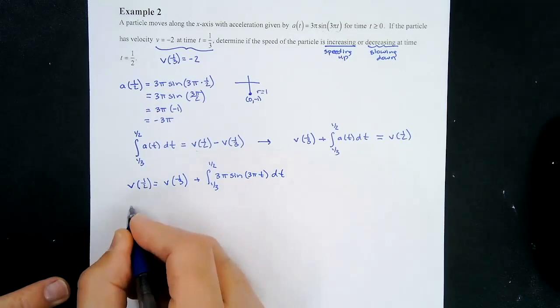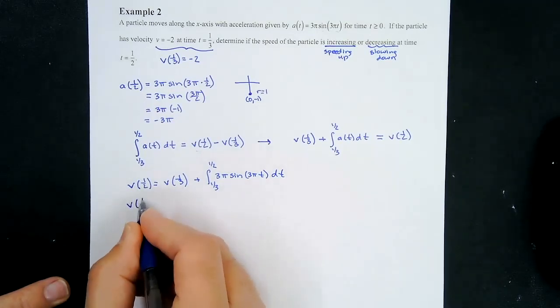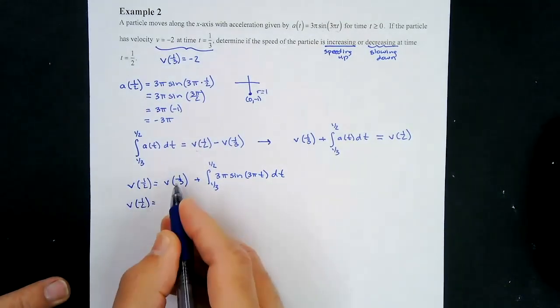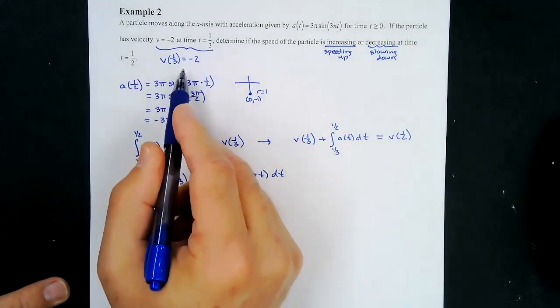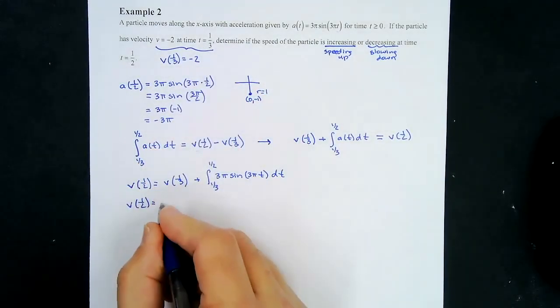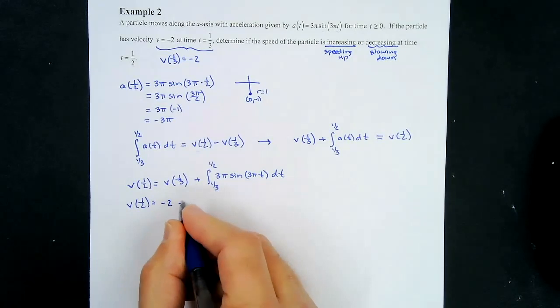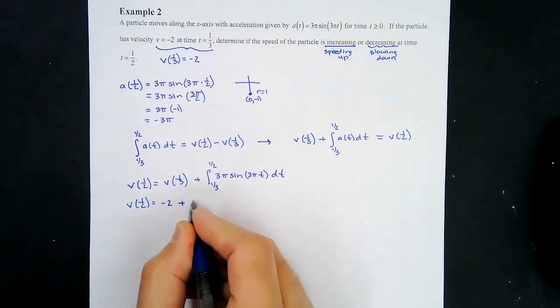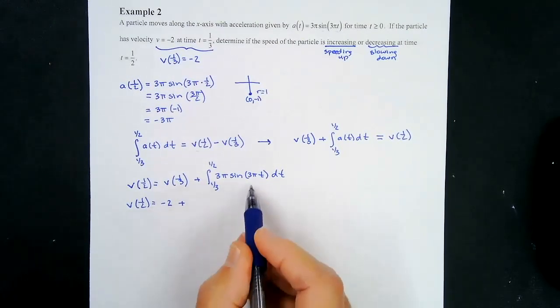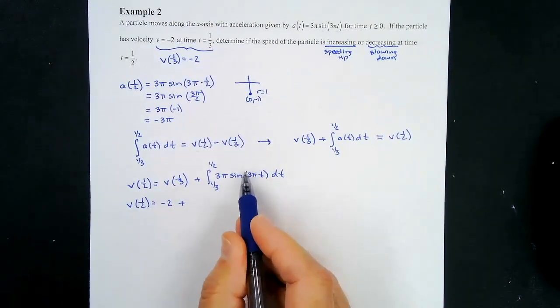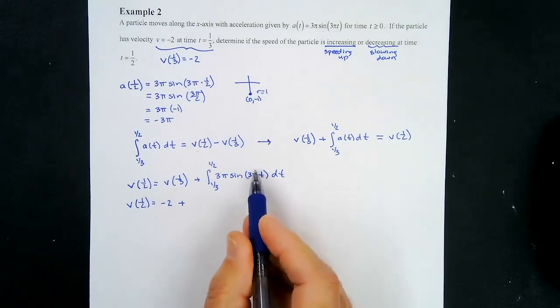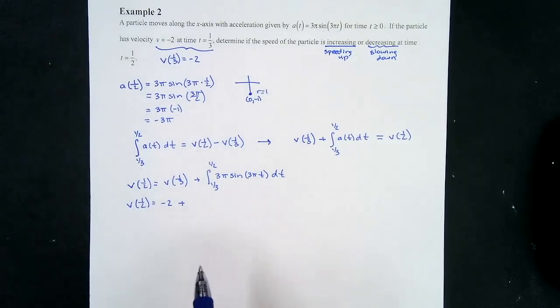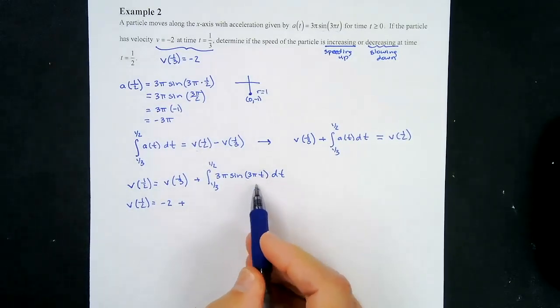And then dt. Okay, so v of 1/2 is equal to, so v of 1/3, v of 1/3 we got up here, it's -2. And then plus, okay. So for right here, what we're going to need to do to evaluate this, we're going to do a u substitution, okay? All right, and I'm going to let u equal 3 pi t.